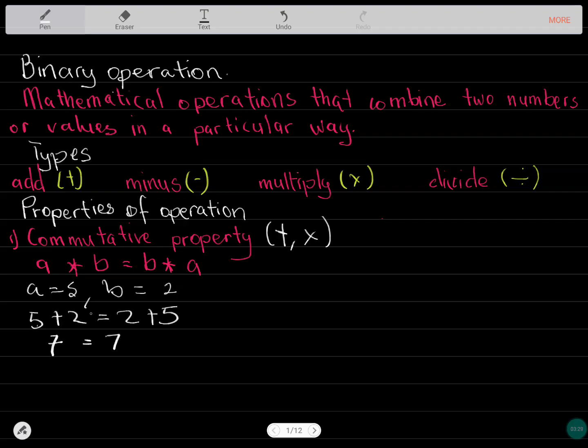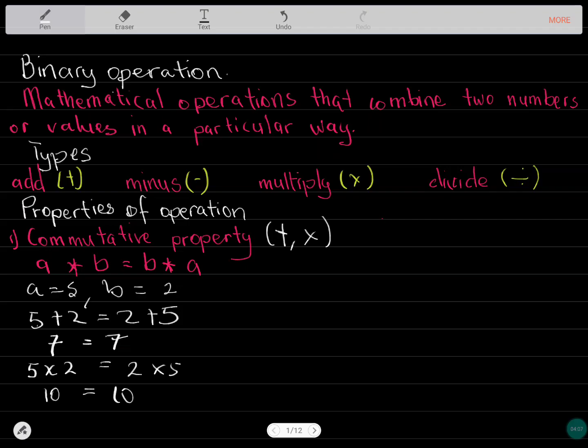So we could agree that A star B and B star A, in the terms 5 plus 2 equals 2 plus 5, are giving us the same answer. Therefore, addition is said to be commutative. Let's try that for multiplication. 5 times 2 should be equal to 2 times 5. 5 times 2 is 10 and is equal to 2 times 5, which is also 10. So since we have the same answer, we can say that addition and multiplication are commutative.